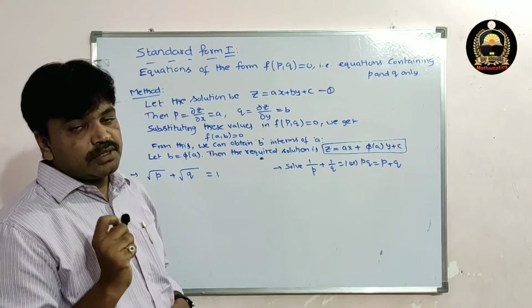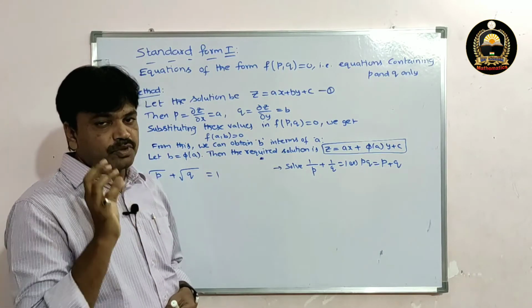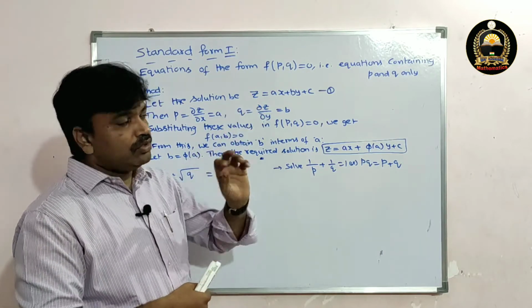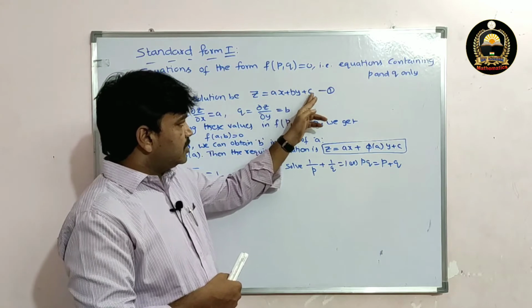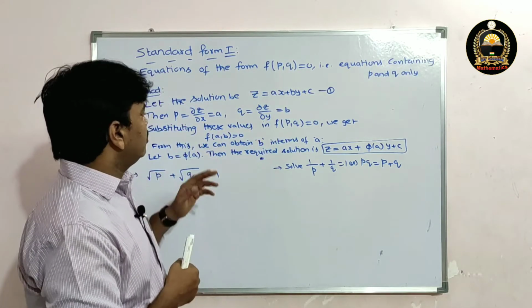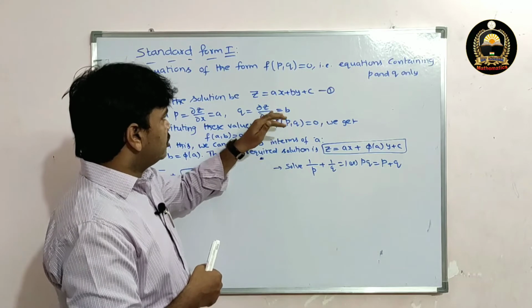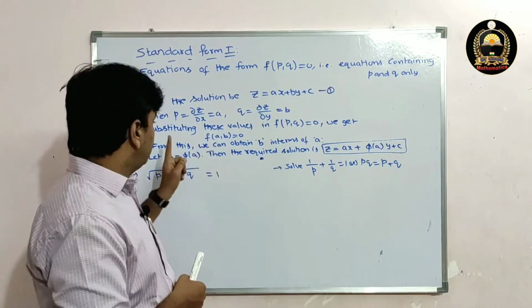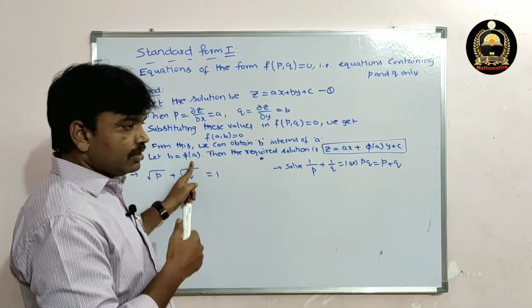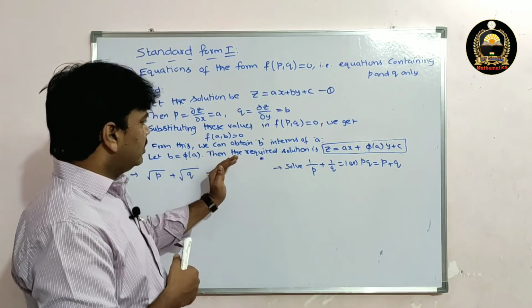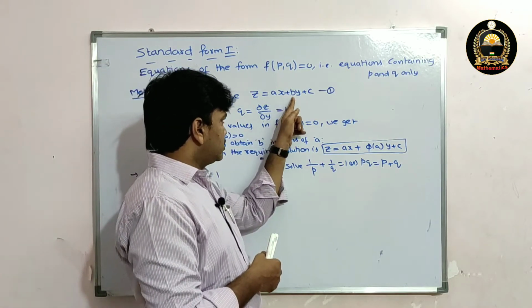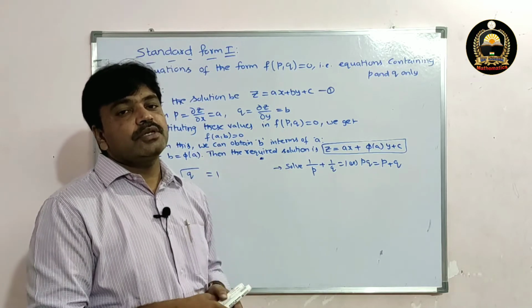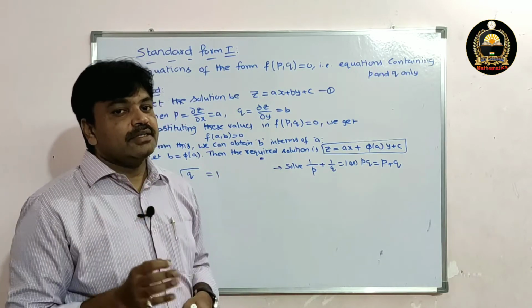Once again, the procedure. What is the complete solution form? z is equal to ax plus by plus c. Now write p is equal to a and q is equal to b. Substitute in the given equation, and then write b in terms of a, phi of a. Then substitute in the solution here. Then you get the required complete solution.